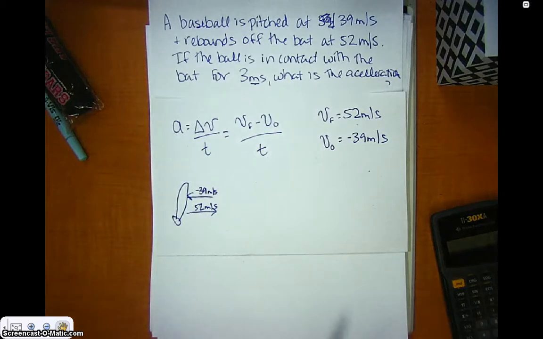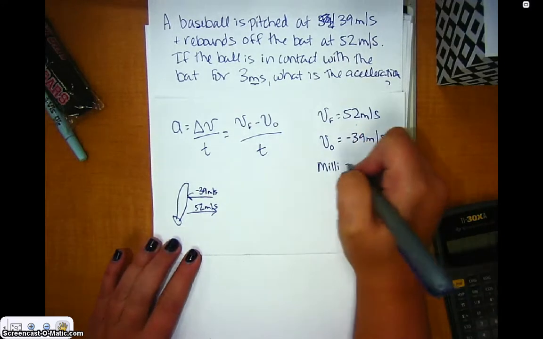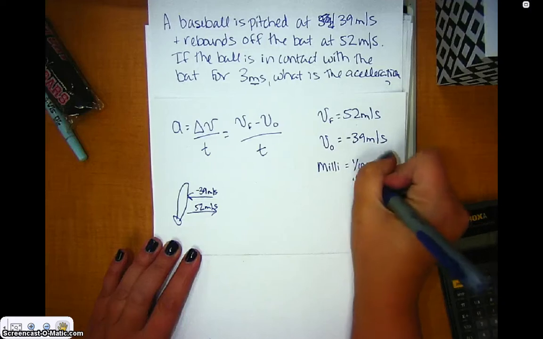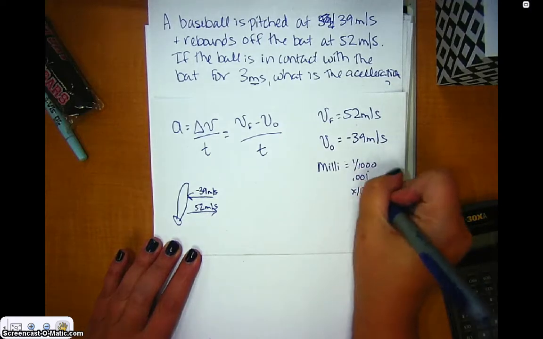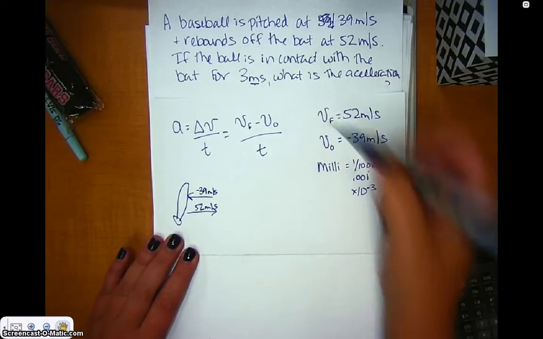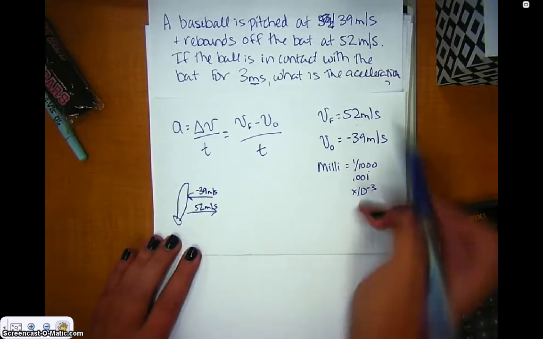Now, the other issue that we need to deal with in the problem is the fact that our units for our velocity is in meters per second, but our time measurement is given in milliseconds. So milli is the prefix which means 1/1000th, or 0.001, or times 10 to the negative third. So when I plug this into my equation, I'm going to have to multiply this value times 10 to the negative 3 to get it in seconds. So now all I have to do is plug in my numbers.